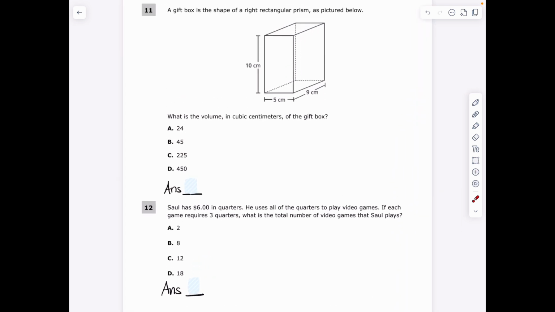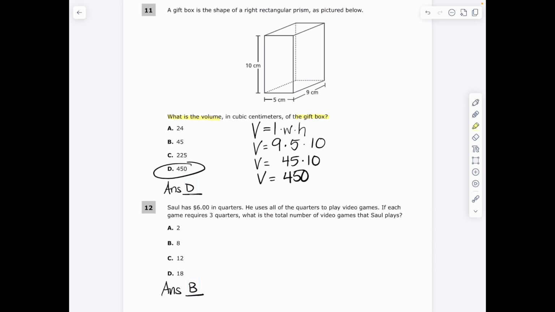Let's go to the next 2. And I see volume again because I see a 3-dimensional shape. So 11 is D and 12 is B. All right, let's go over them. For the first one, it's what is the volume of the gift box. So I'm going to start by writing, because I like my work to be super organized, volume is equal to length times width times height. So now I'm just going to substitute the length, 9 times 5 times 10. 9 times 5 is 45 times 10. My volume is 450 D.